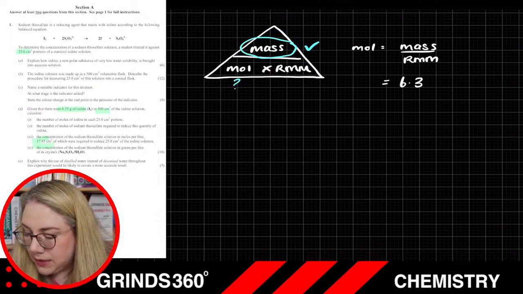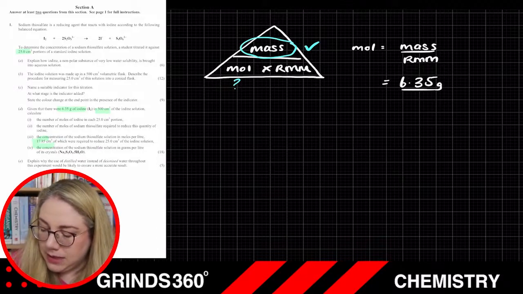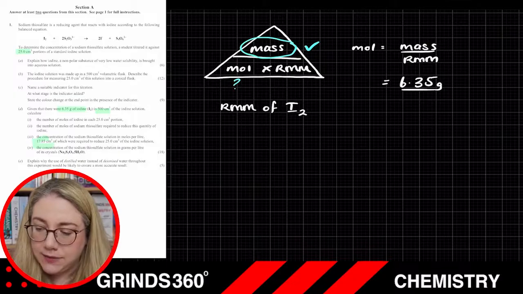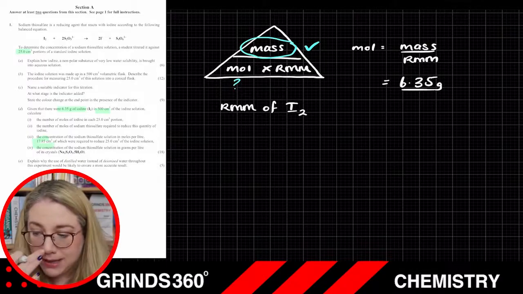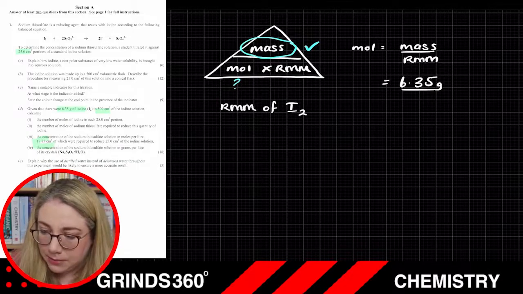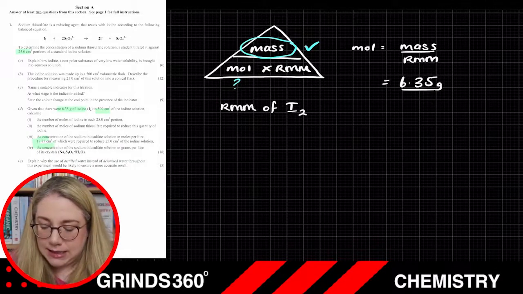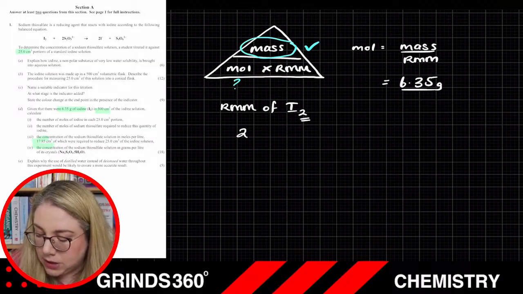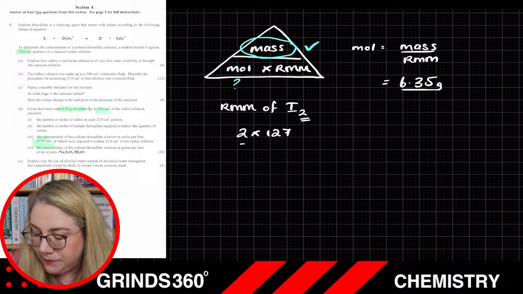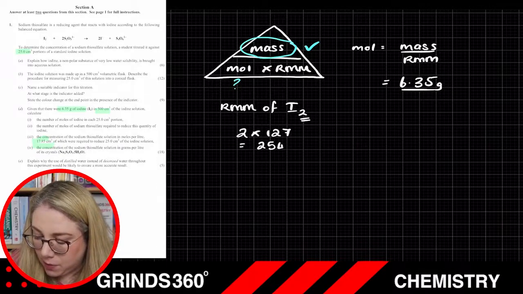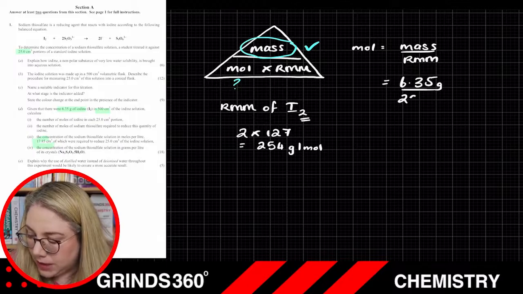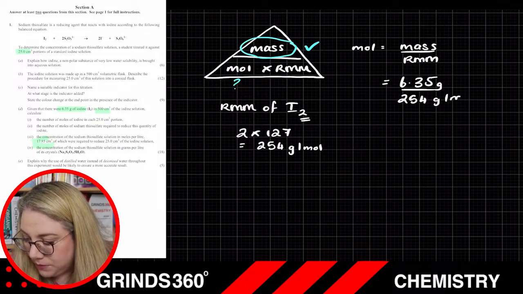So it's going to be 6.35 grams of iodine. Now we need the RMM. So it's the RMM of what the molecule is, which is I2. Now this one's a little bit tricky and you have to look up what the RMM or the atomic mass of iodine is on the front cover of your exam paper. Now for this one, iodine is 127. And because the formula is I2, it's going to be 2 multiplied by 127, which is 254 grams per mole. So it's 6.35 divided by 254 grams per mole.